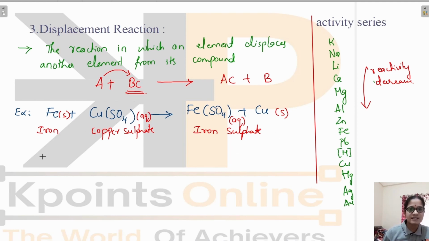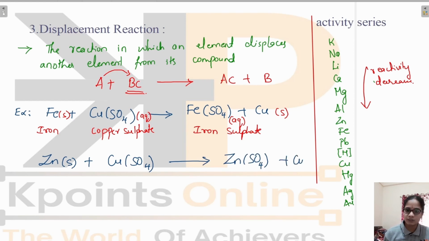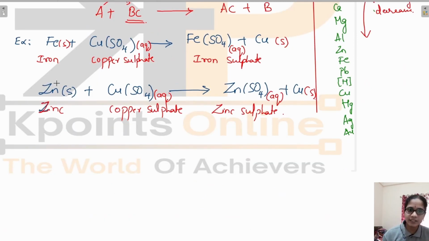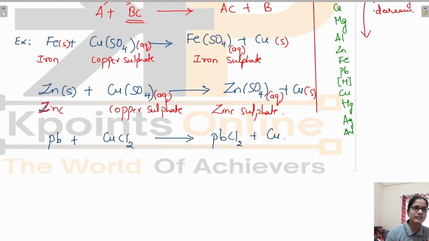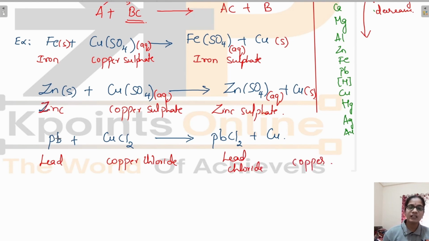Then let us see one more example. Zinc also reacts with copper sulfate solution to form zinc sulfate plus copper. This is zinc, this is copper sulfate, and zinc sulfate is formed. Here also, the zinc element has displaced copper from its solution, that is copper sulfate solution, to form zinc sulfate and copper. Also, lead reacts with copper chloride to form lead chloride plus copper. This is lead, this is copper chloride, this is lead chloride and copper. In this way lead has displaced copper from the copper chloride solution.